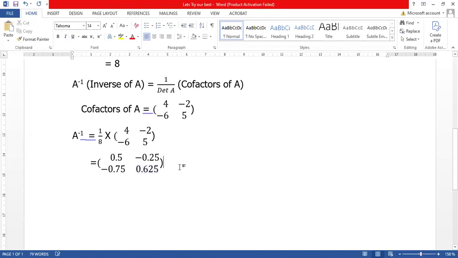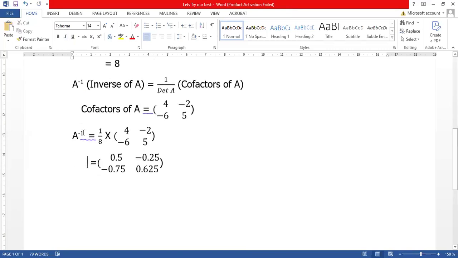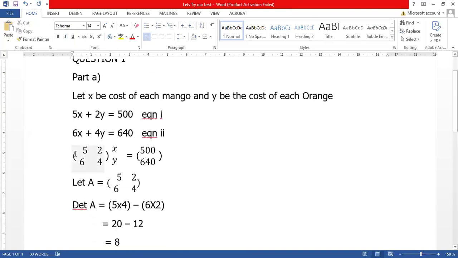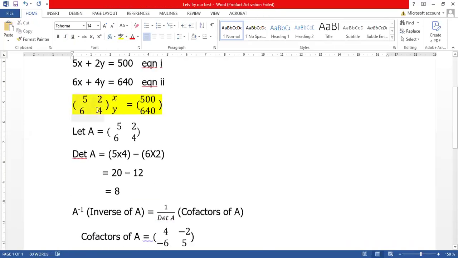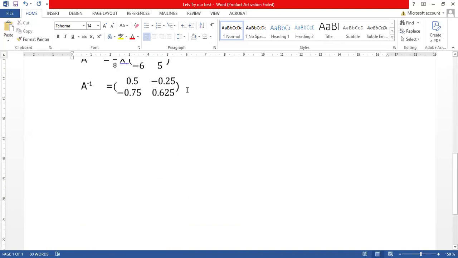0.625. Three decimal points are enough, okay? So that is our inverse of A. Once you have the inverse of A, multiply that inverse on both sides. You have this, and this is what we have. So multiply that inverse on both sides: on the left side, and also on your right side. So you will get this.